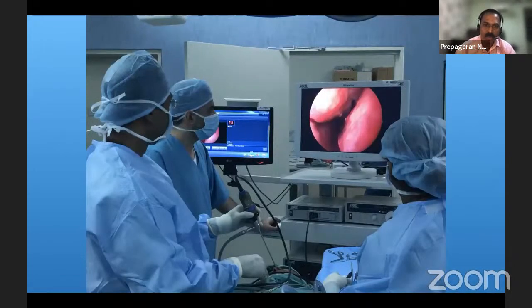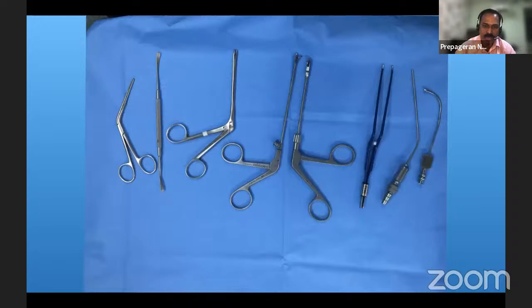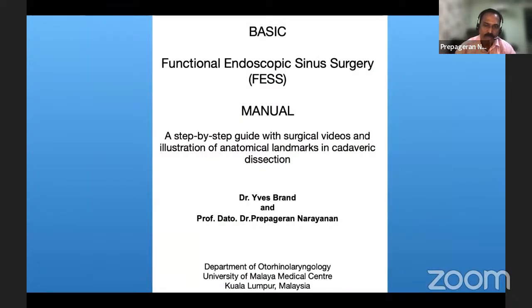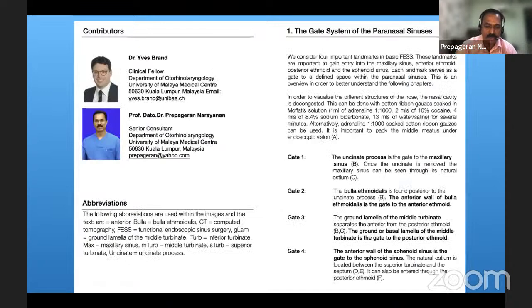So let me go on to the clinical part, what we do, the instruments we use. Some of the steps I'm going to give you are published in a FESS manual that was done by my fellow a few years ago, Dr. Yves Ban, who's now the chairman in KUL. It comes with videos and surgical steps as well. If any of you want this, just tell Puya, and I'll be happy to share the entire manual with you, with surgical step by step as well.